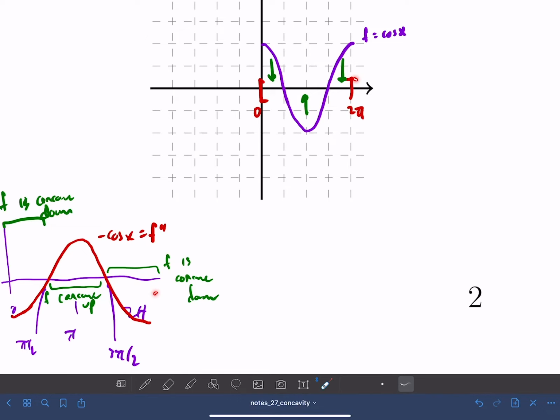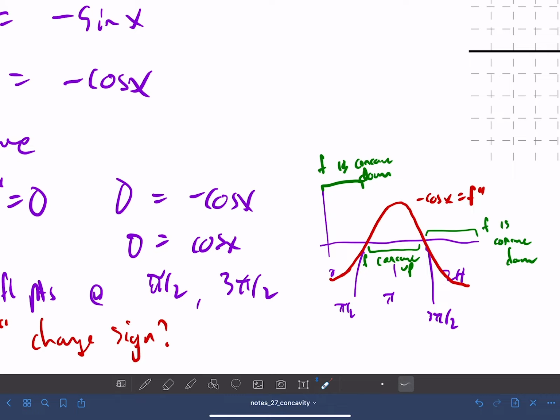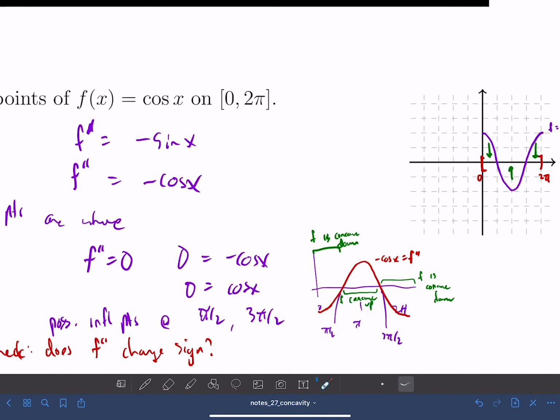Similarly for the last interval. We are not quite done. We need to conclude with this. We have these possible inflection points, and so I think we'll finally conclude and say at the very bottom here that yes, f double prime does change sign. So both pi over 2 and 3 pi over 2 are, in fact, inflection points.